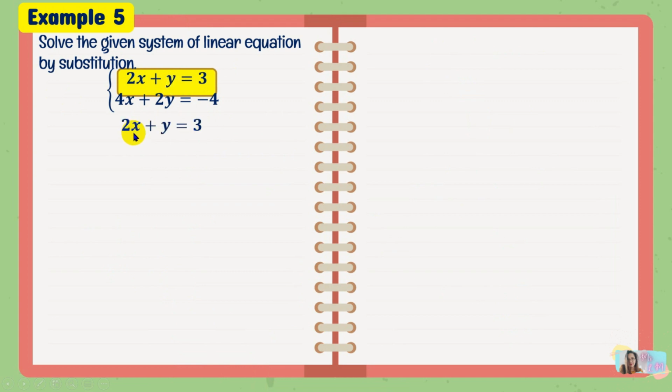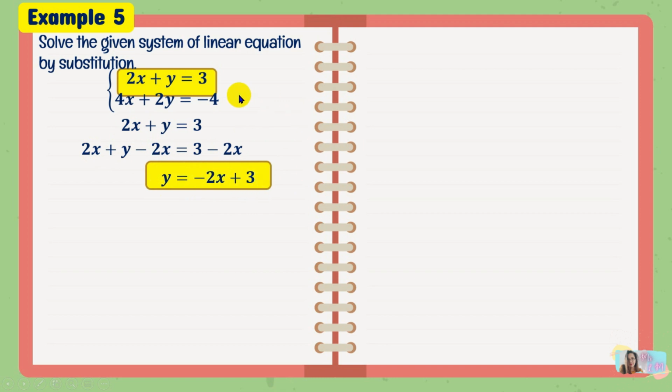What is the additive inverse of positive 2x? That's negative 2x added on both sides of the equation. The resulting equation will be y is equals to negative 2x plus 3. So, ito po yung isa-substitute natin dito sa ating second linear equation, 4x plus 2y is equals to negative 4. Ang y ay negative 2x plus 3. So, substitute that. Naka-enclose sa parenthesis.